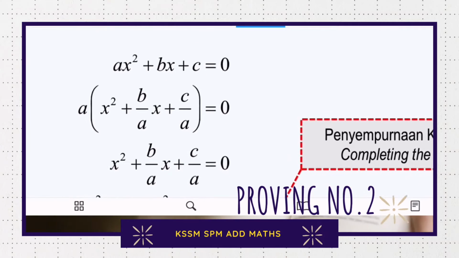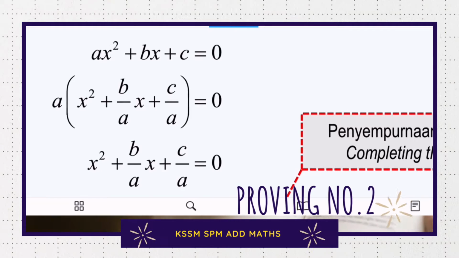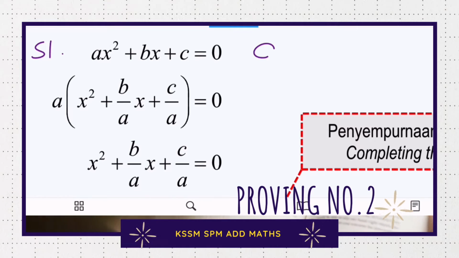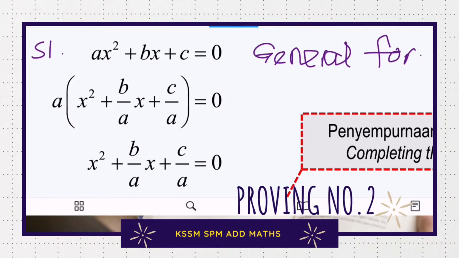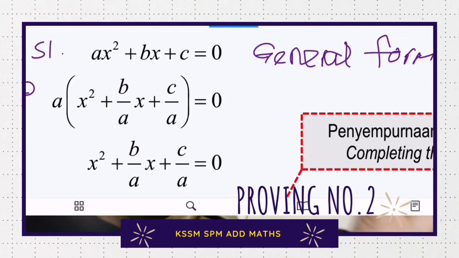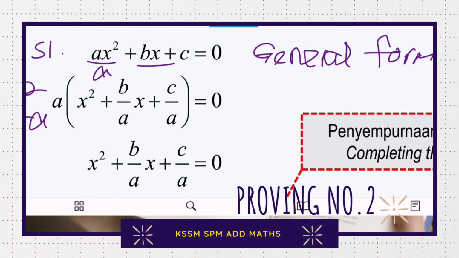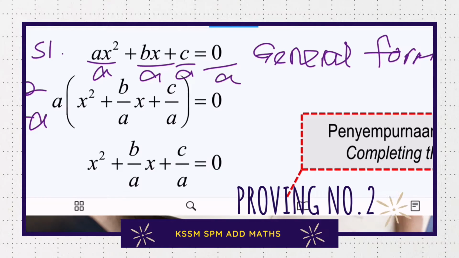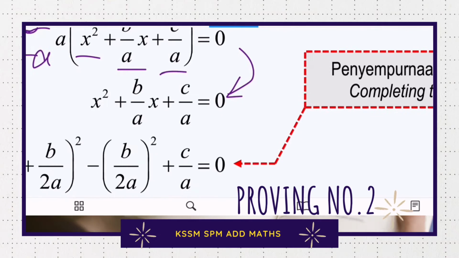So step 1, we start with the very basic general form, ax squared plus bx plus c. Make sure it's in general form. Step 2, we divide by a for every term. We divide by a, divide by a, divide by a, divide by a. So we get x squared plus b over a x plus c over a, and 0 over a you will get 0. So we simplify the equation like this.